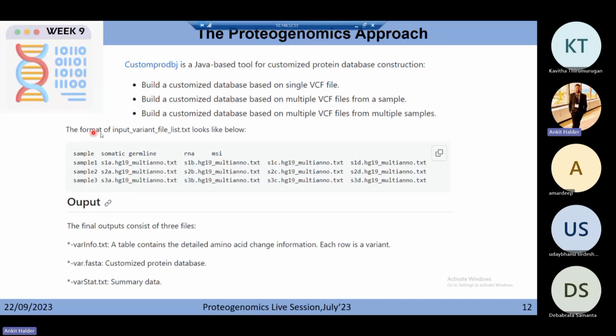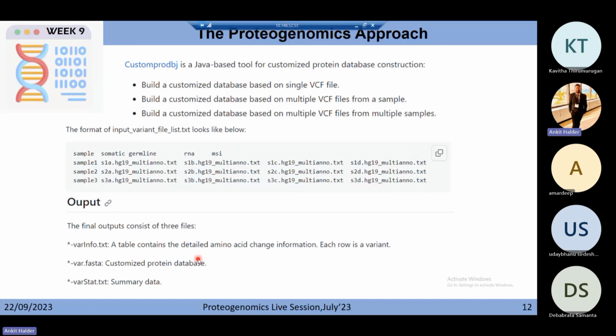So this is how the format of the input variable file will look: the somatic, germline sample RNA and multi-anno files coming from ANNOVAR. If you use ANNOVAR, which is your Perl-based tool, it will give you the multi-anno text. And then the output file, varinfo.txt, contains the detailed amino acid change information.